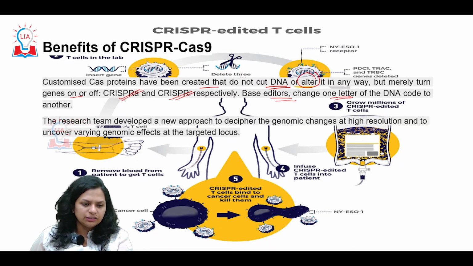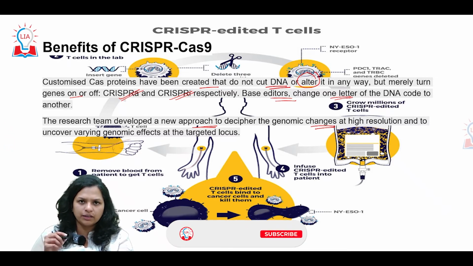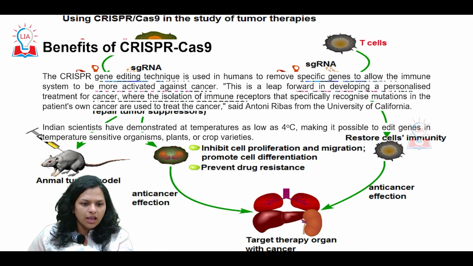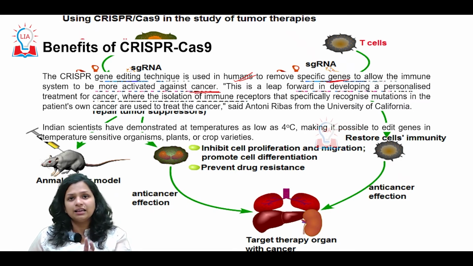Now the research team developed a new approach whereby we are trying to decipher the changes which are coming in the genome so that we are giving a much more targeted locus to the effects that can take place in this particular genome. Now, this particular technology is also used in humans to remove certain specific genes so that the immune system can be activated against various fatal diseases like cancer.